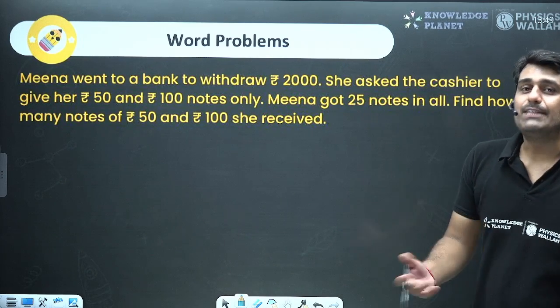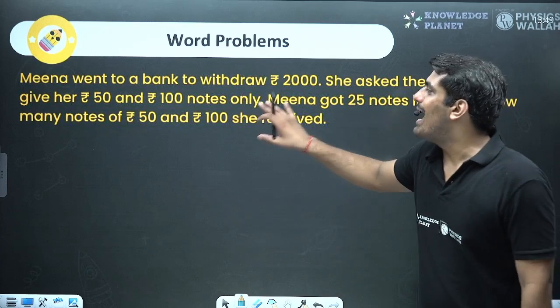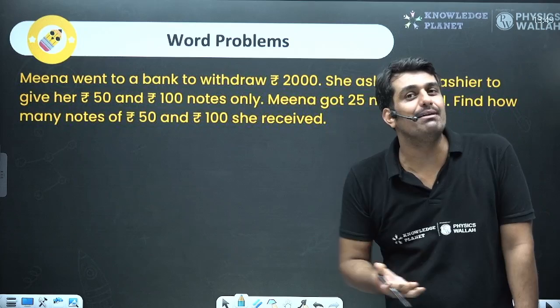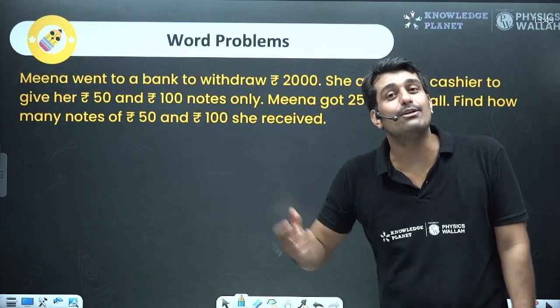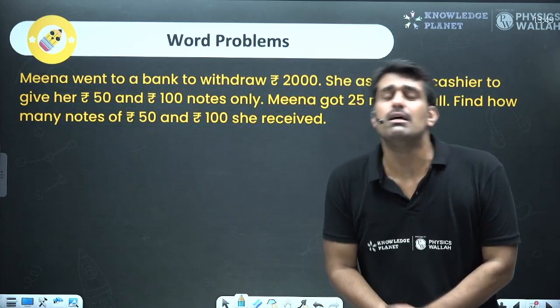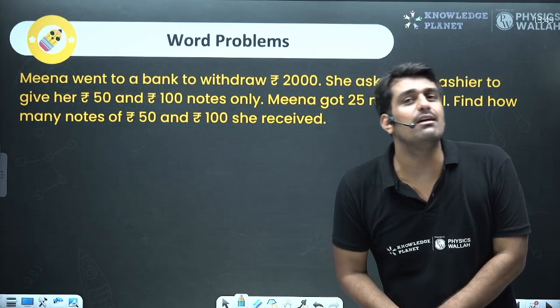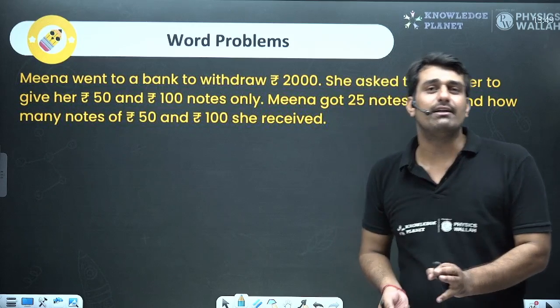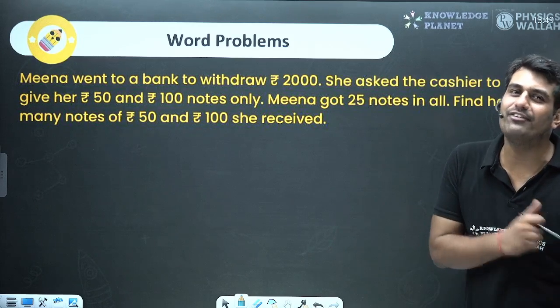Next problem over here. Meena went to a bank to withdraw 2000. Another word problem. See what kind of cases there can be, and you will get interested in maths, that okay, maths is also related to our real life. A few students have this problem: we are learning polynomials, we are learning this chapter, we are learning construction, what's the use of it? There is a use of it. That's why you are learning it in the first place.